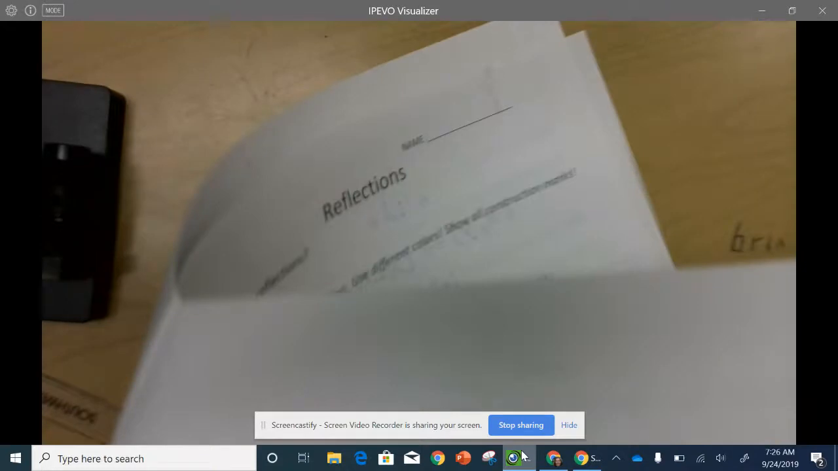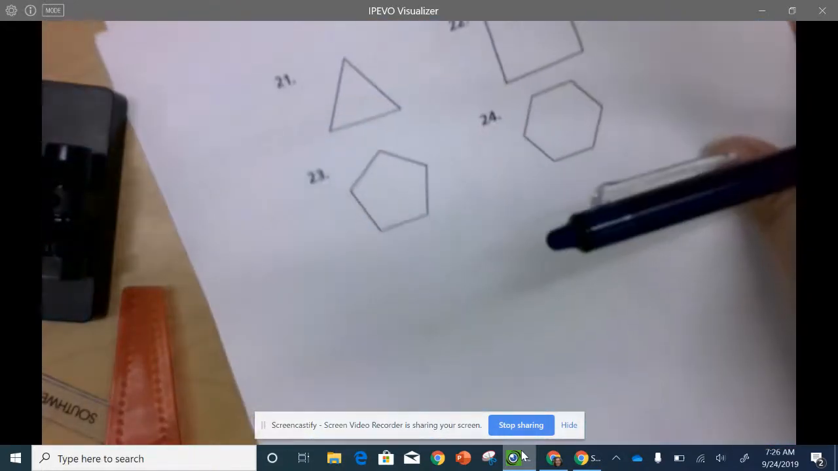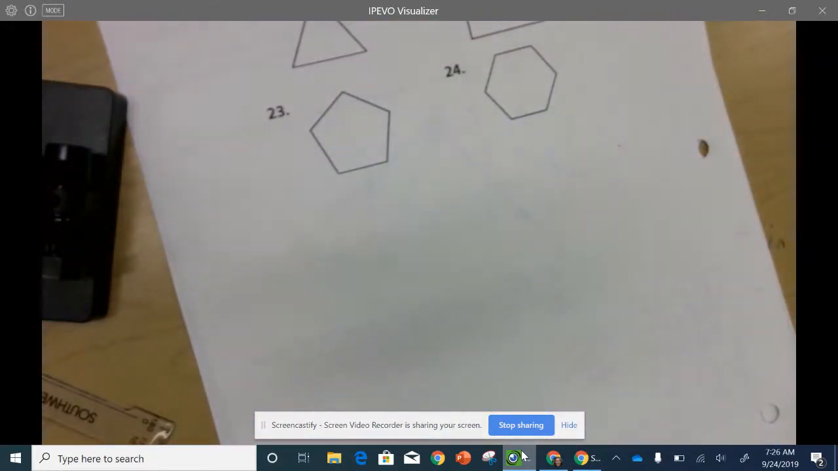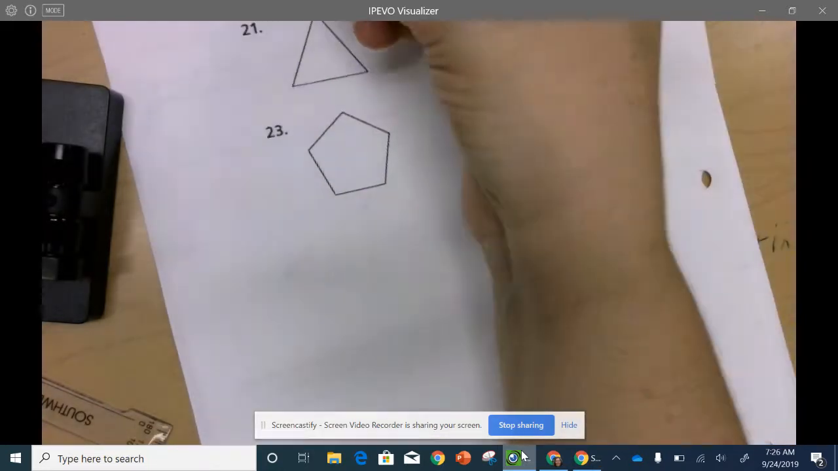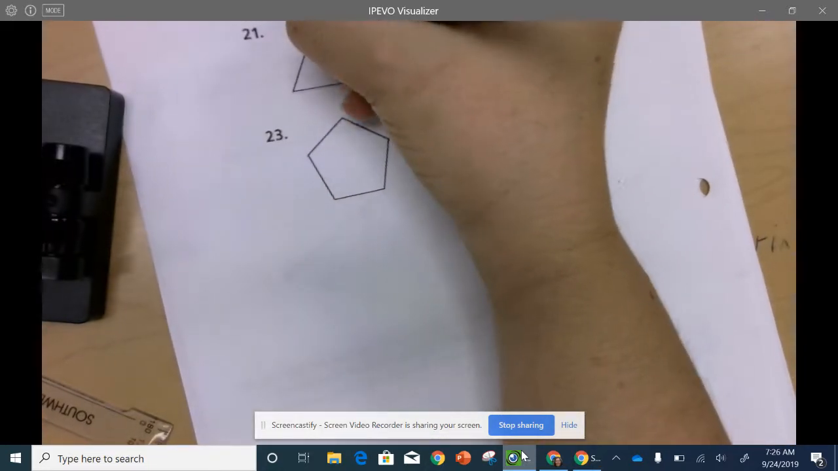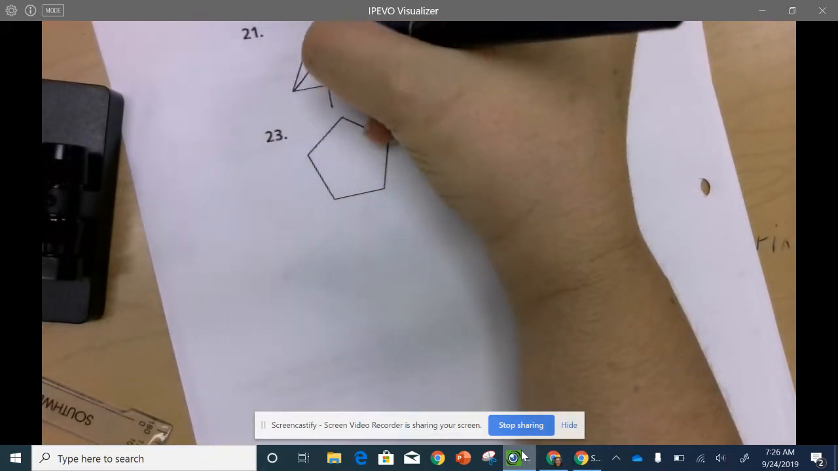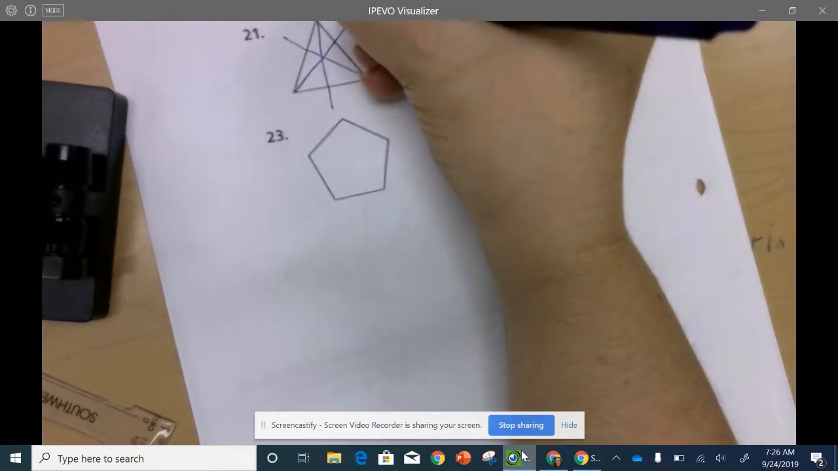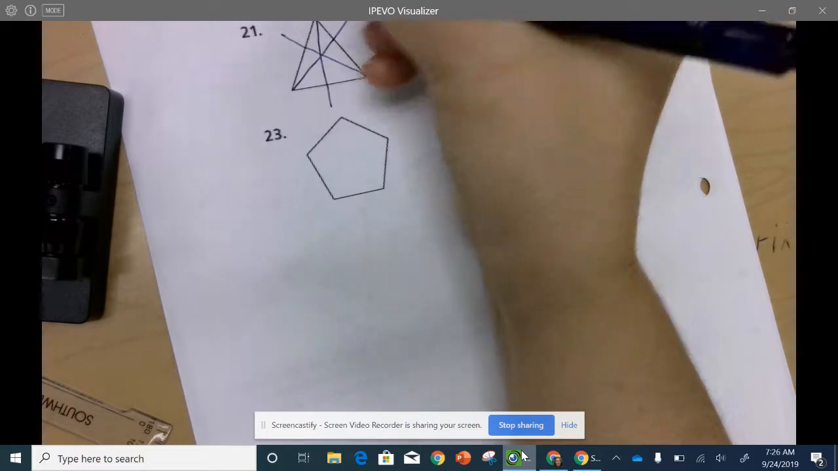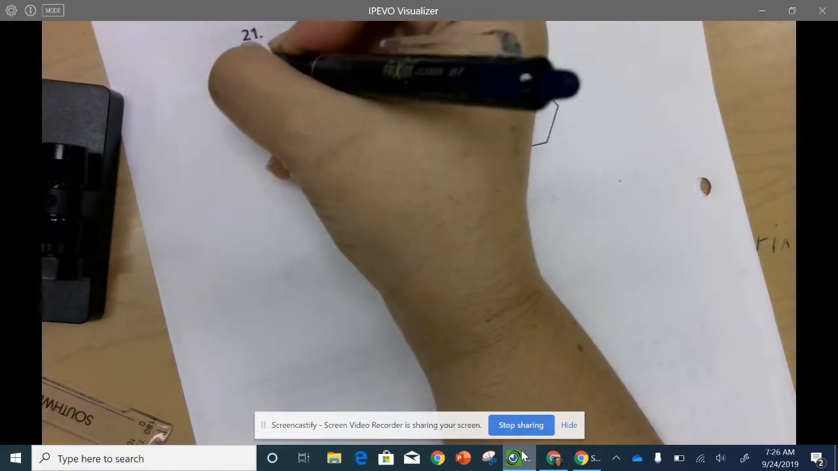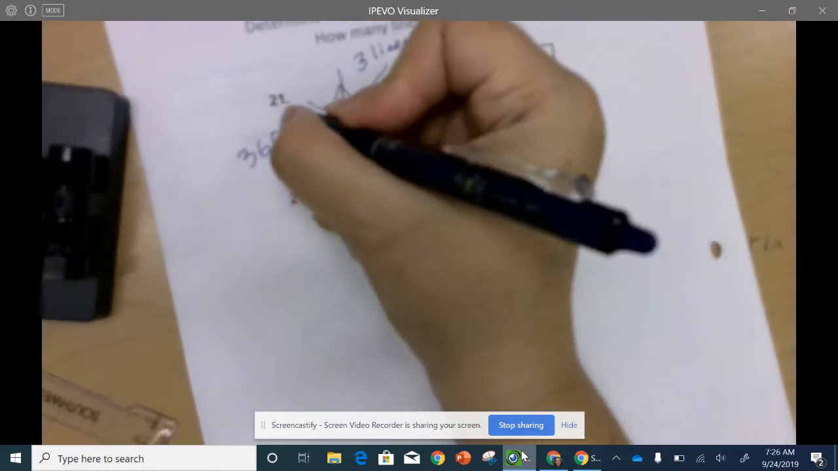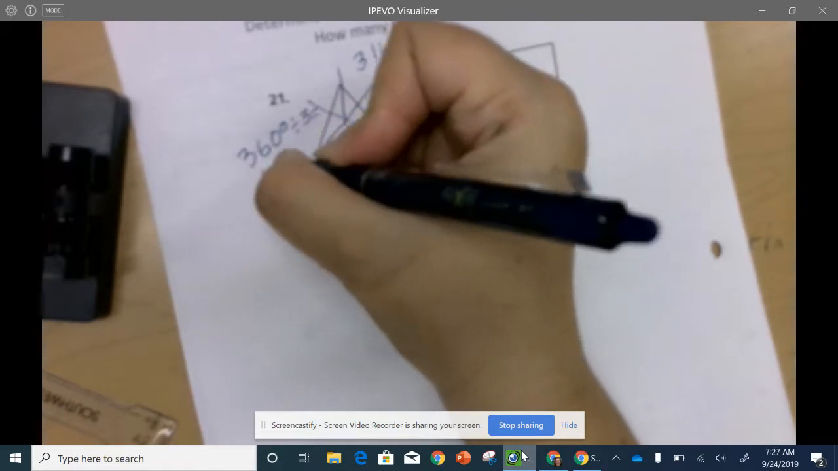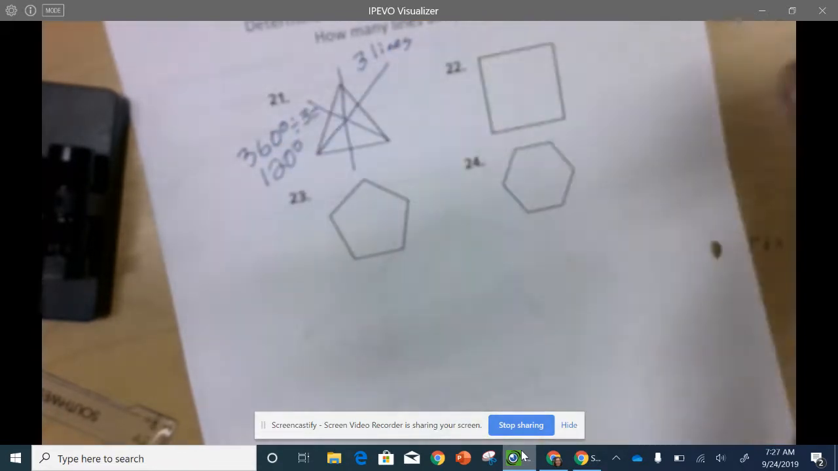Okay, so this one, almost done. Okay, degrees of symmetry, everybody. So we're almost done, like I said. Okay, so this one, everybody, it's going to have 3 lines of symmetry. So 1, 2, 3, through all the vertices. Okay, and then remember it's going to be 360 divided by 3. So it's 120 degrees.